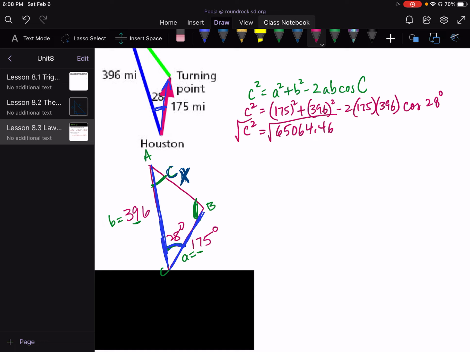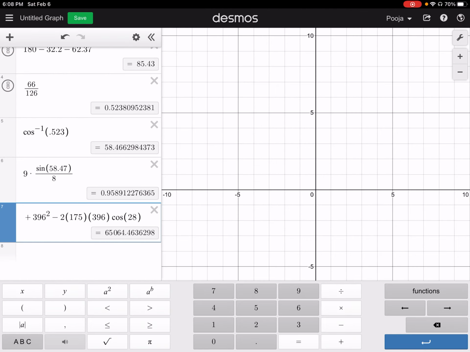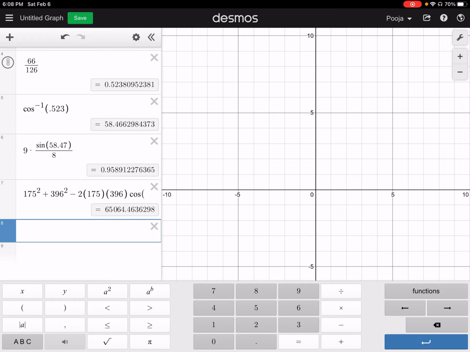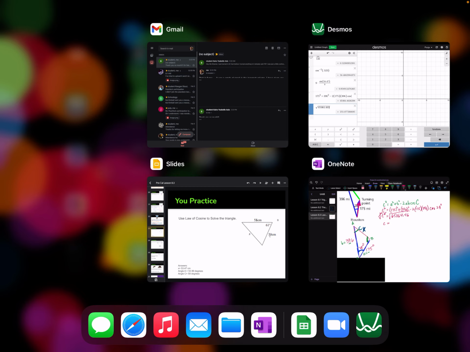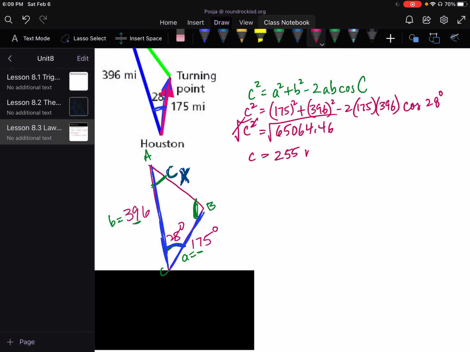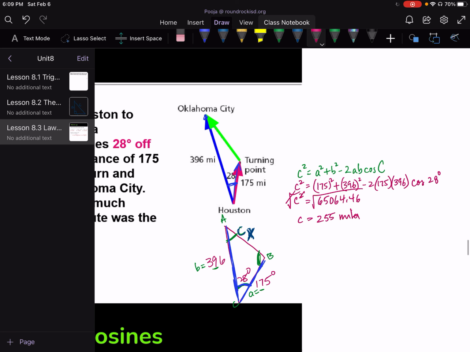So we'll have to square root both sides. And once I do that, then I'll get C because square and square root cancel each other out. So let's go ahead and do that. 255.07-ish, so about 255 miles, which means this green distance, this one, was 255 miles.